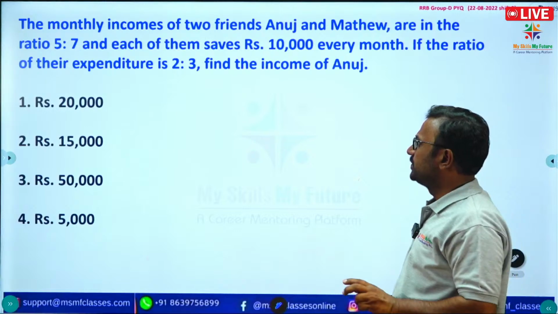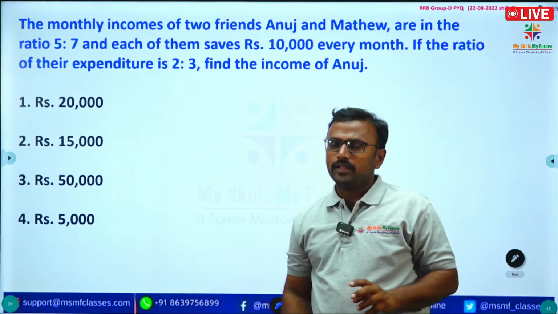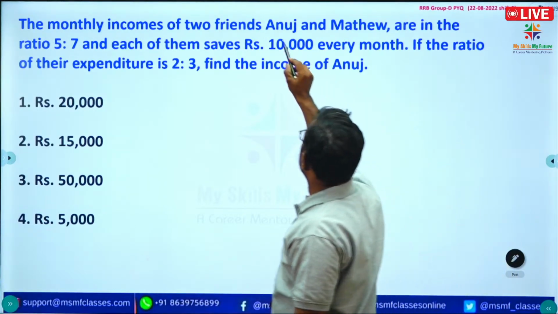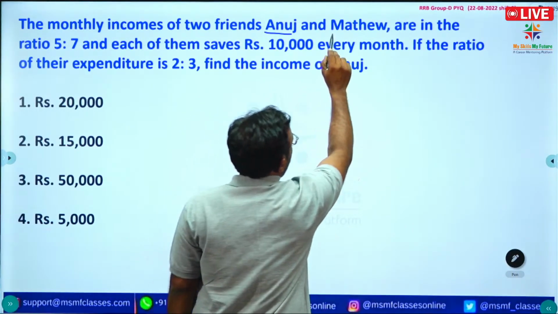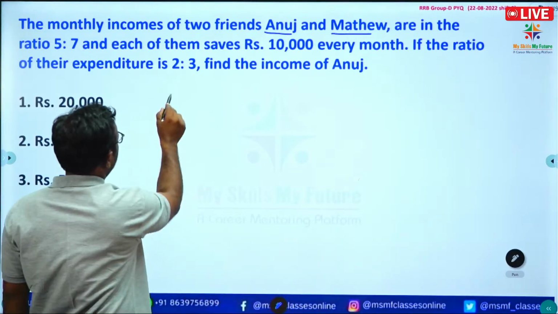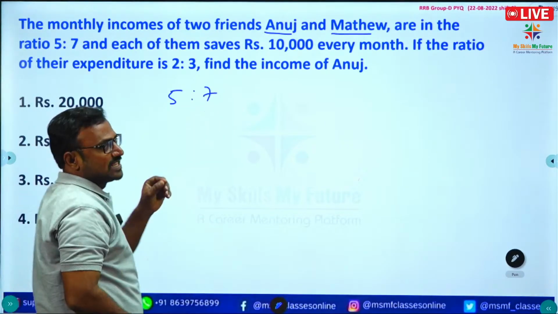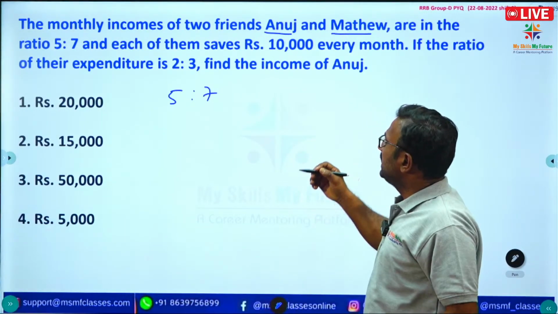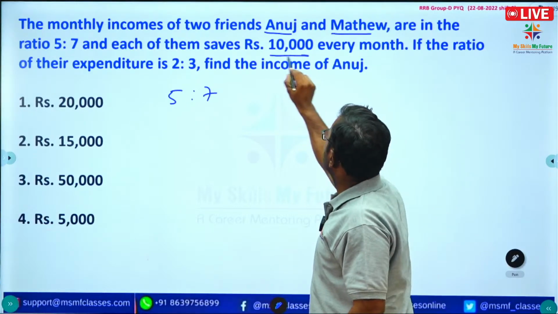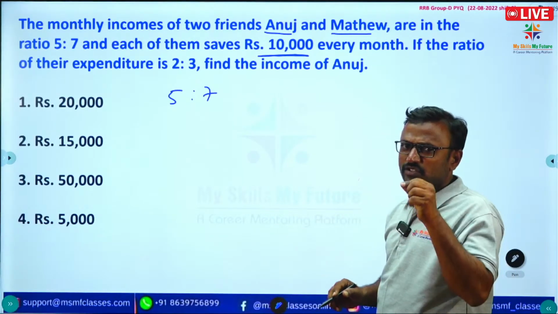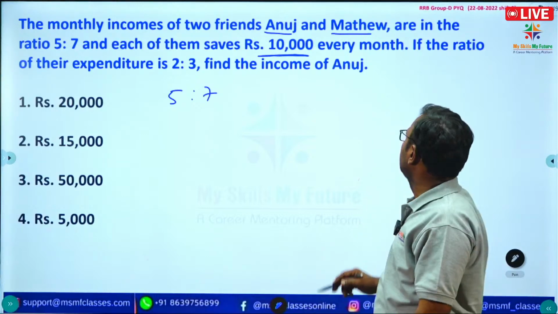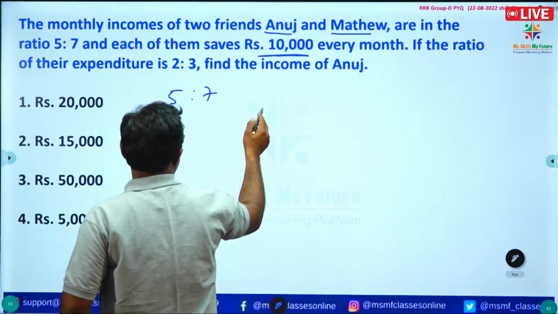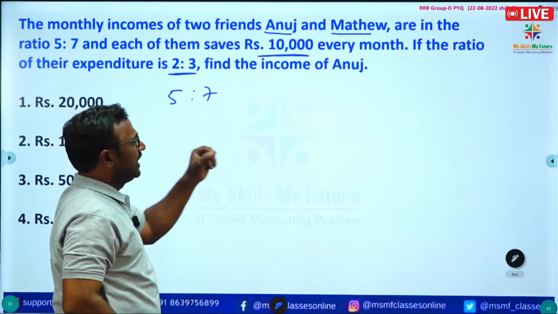Right, this question is based on ratios. The monthly incomes of two friends, Anu and Matthew, are in the ratio 5:7. This is the respective ratio of monthly incomes of Anu and Matthew. Each of them saves 10,000 rupees every month. If the ratio of their expenditure is 2:3, they have given the expenditure ratio. Find the income of Anu.